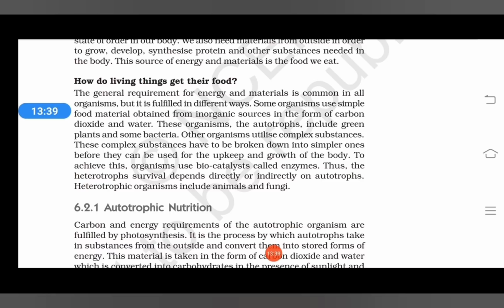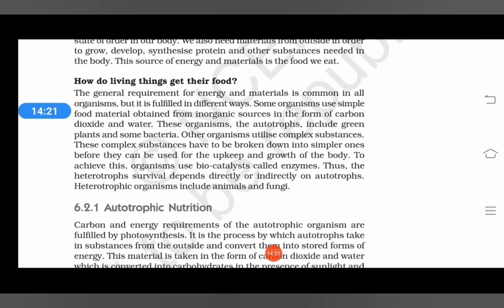Some organisms use simple food materials obtained from inorganic sources in the form of CO2 and water. These organisms, that is autotrophs, include green plants and some bacteria. Other organisms use complex substances. These complex substances have to be broken down into simpler ones before they can be used for the upkeep and growth of the body. To achieve this, the organisms use biocatalysts called enzymes. Thus, the heterotroph's survival depends directly or indirectly on autotrophs. Heterotrophic organisms include animals and fungi.